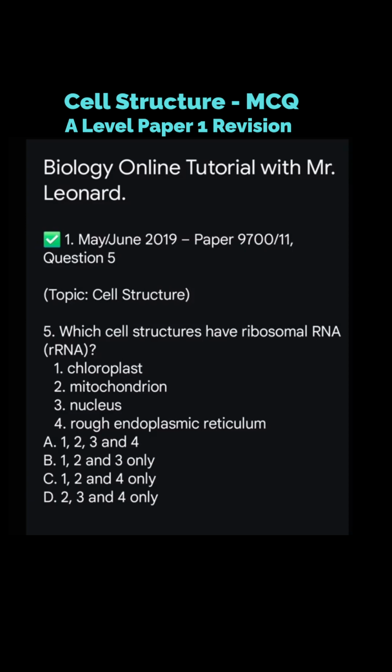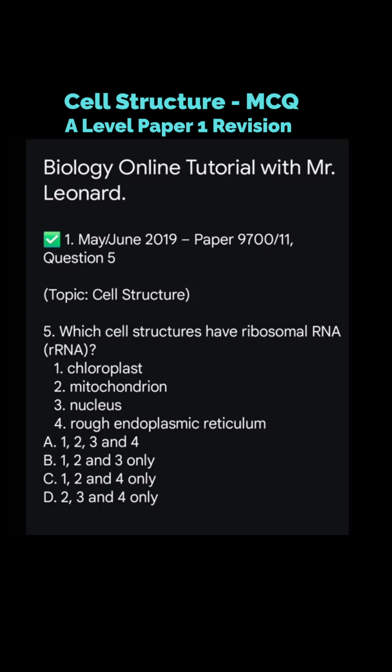Question 5 says, which cell structures have ribosomal RNA? And they give you 4 options. They tell you chloroplasts, mitochondrion, nucleus, and the rough endoplasmic reticulum.